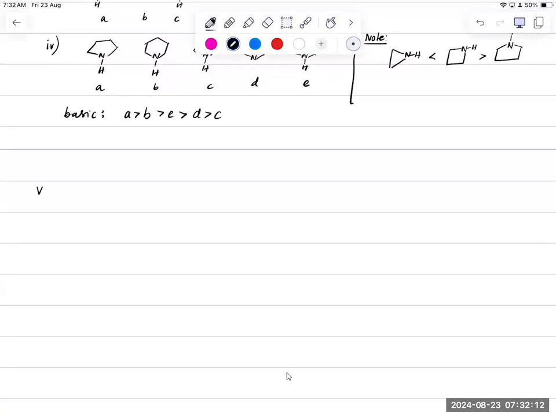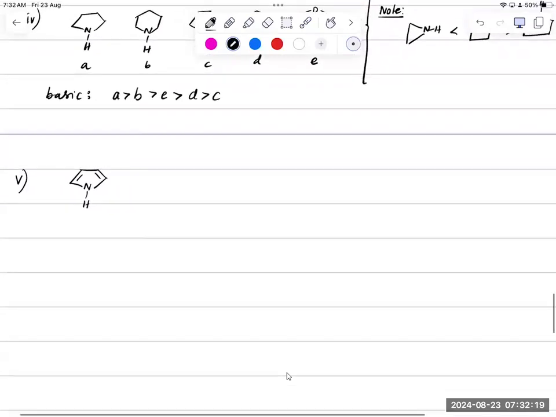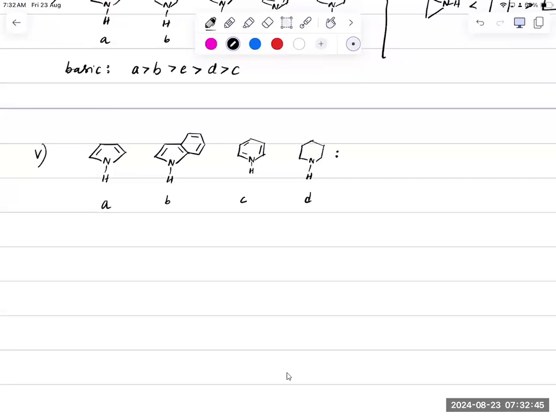See the next case. Next case, if you have again a comparison of pyrrole, pyrrole having a group on it. Pyrrole having a six-membered ring on it like this, and then we have pyridine, comparing that with piperidine. This is piperidine. A, B, C, D. Check and try to get the answer. What is the correct option for that?